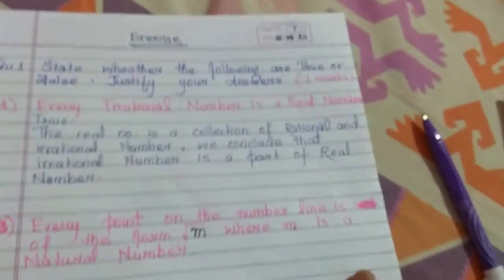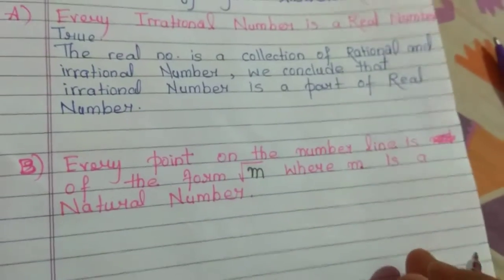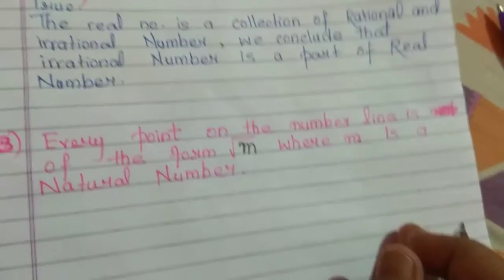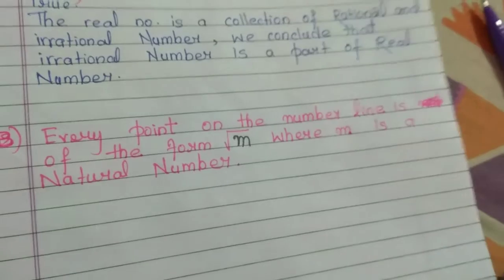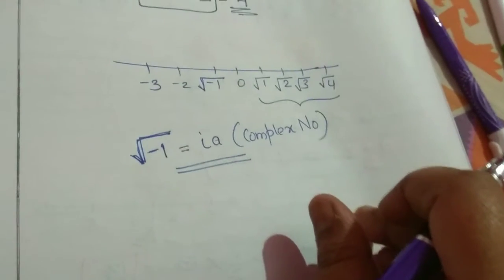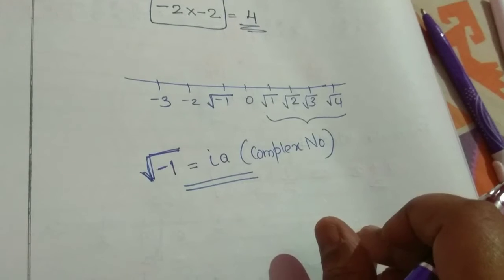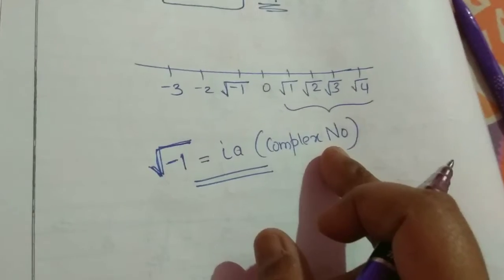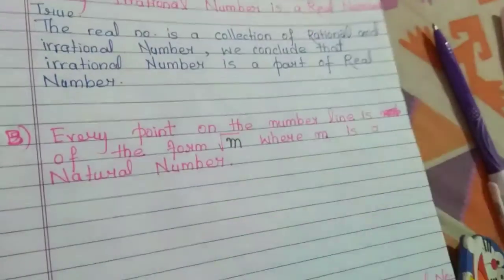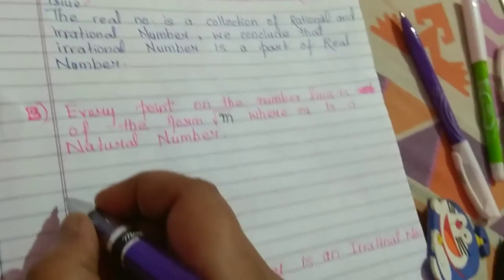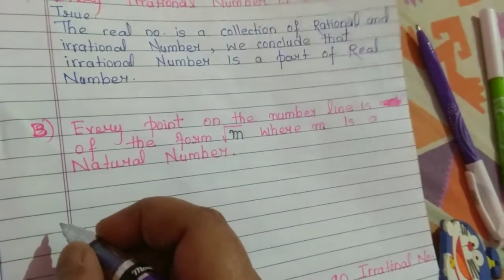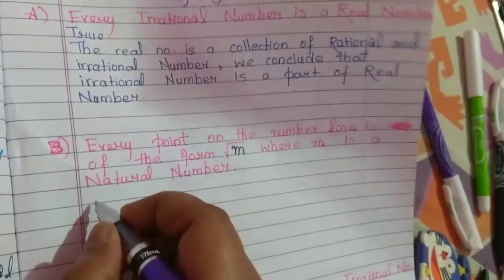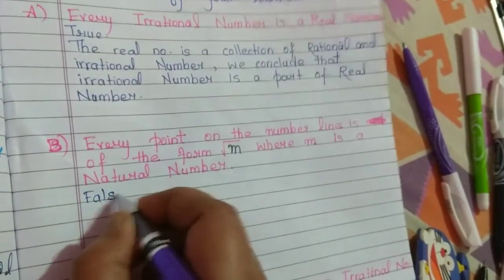Now the next question is: every point on the number line is of the form root m, where m is a natural number. For that, let me show you. We cannot represent a negative number in the form of a square root like this. It is a complex number, that is for higher classes, so we will not go into further detail. Let me write the answer here. The answer is false.